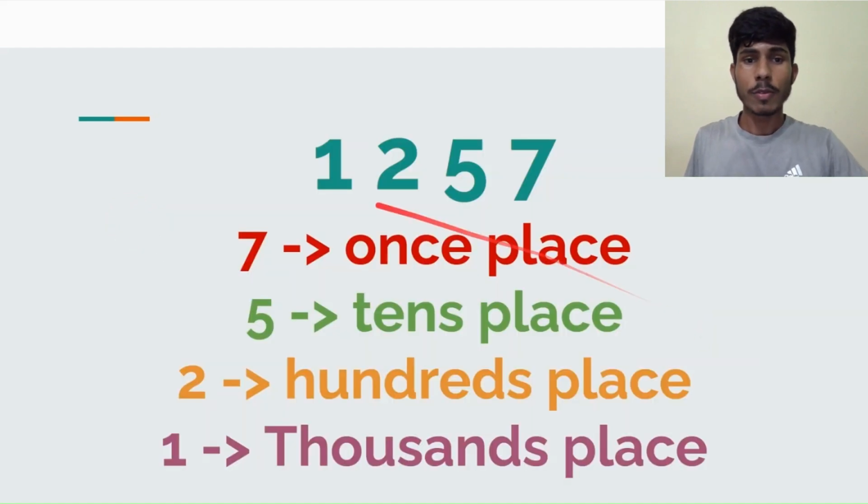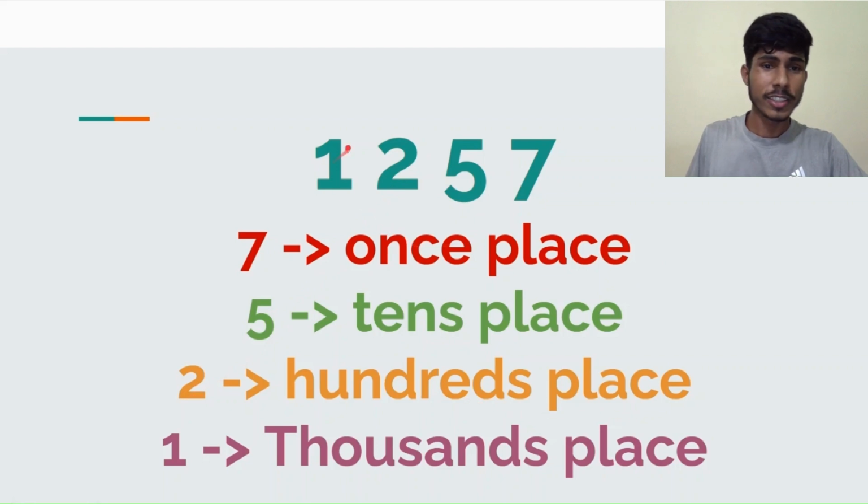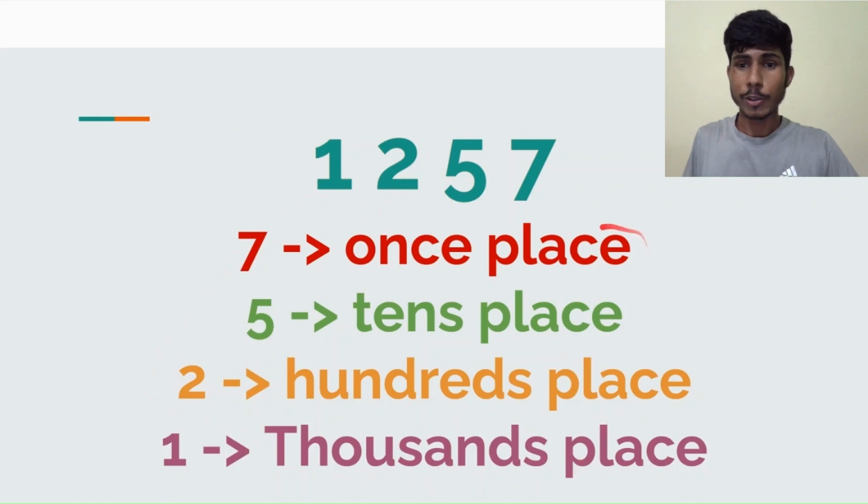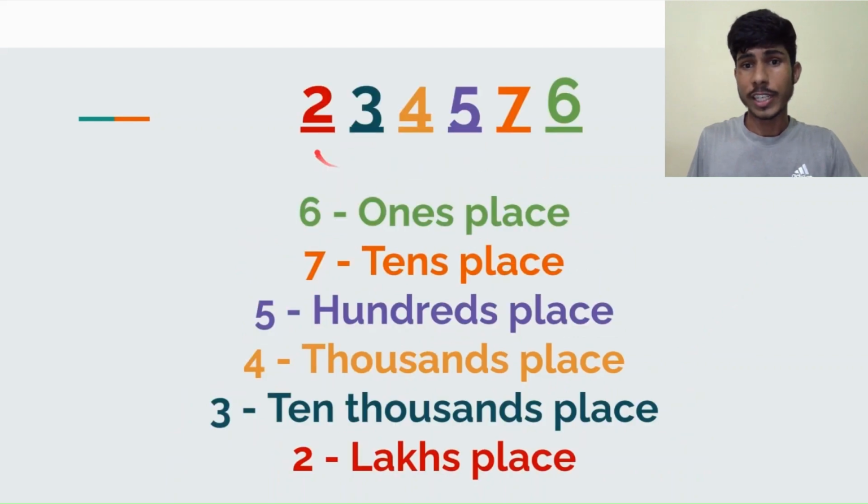so if you have 1257, then 7 is in ones place and 5 is in tens place. Okay, and this 2 is in hundreds place and this 1 is in thousands place. You understand it, right? You have to move from right to left, and it will move from place value 1, 10, 100 and 1000.